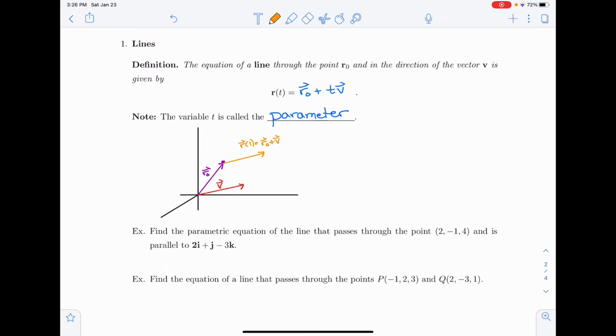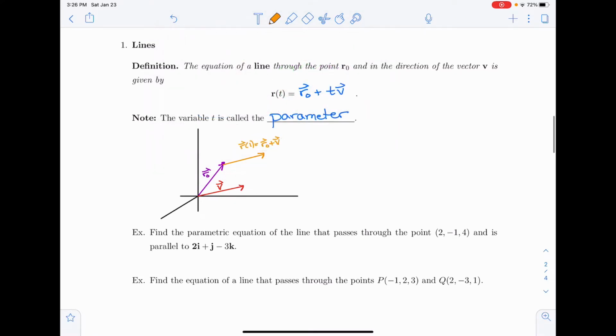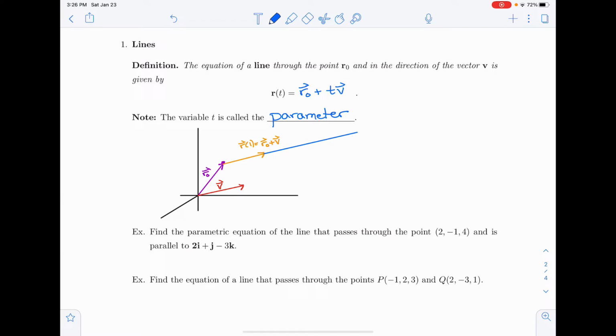So what I have with the orange vector is the start of a line. And then if I add any multiple of v to r0, that's going to extend that vector infinitely in that direction. And if I add any negative multiple of v, then that's going to extend the line in the other direction. And so you can see if I have a point r0 and then I add to it any multiple of v, that's going to define a line.